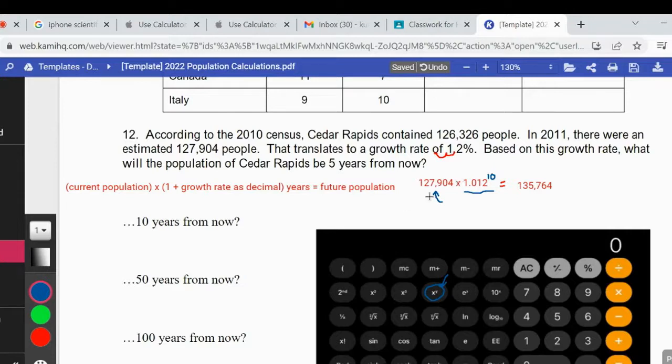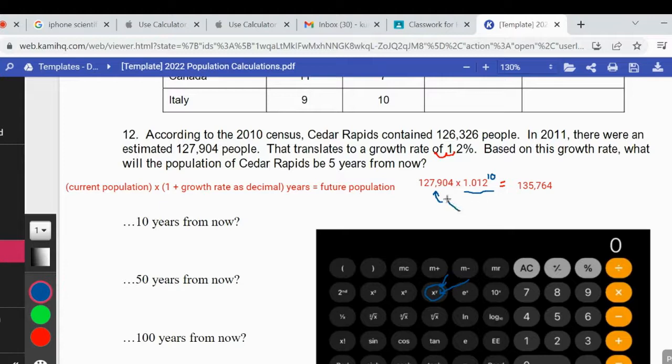So once again, I'm going to do this side first. 1.012, X to the Y. I hit that button again, and now I don't go 5, now I go 10 because it's 10 years in the future. And this time it gives me 1.1266917, and a bunch of other digits.